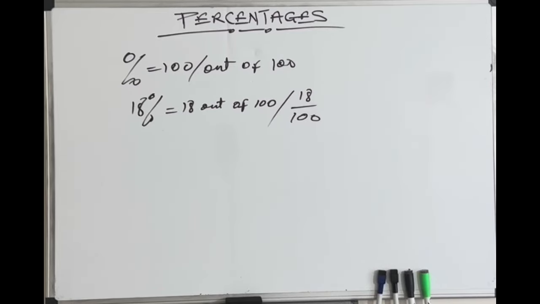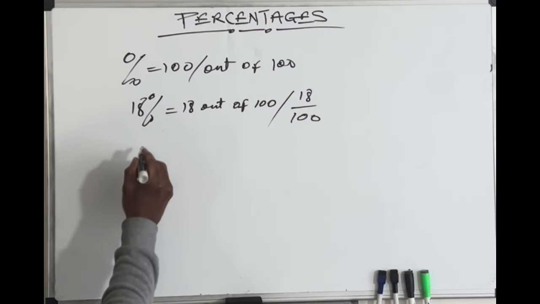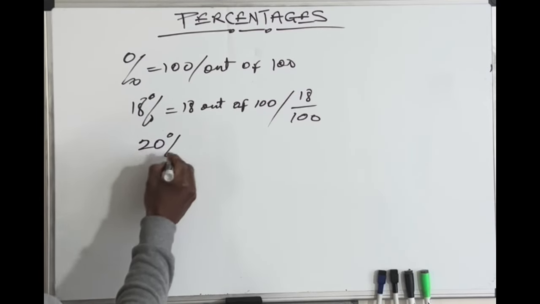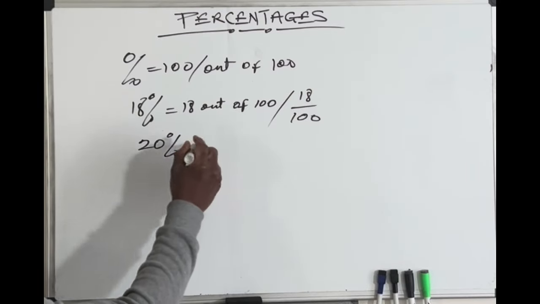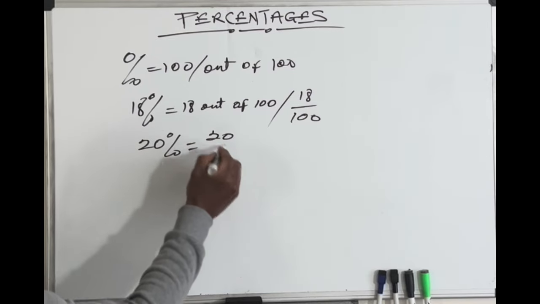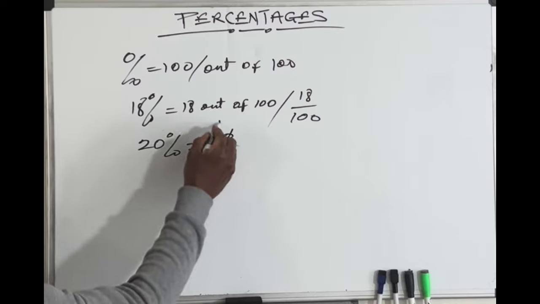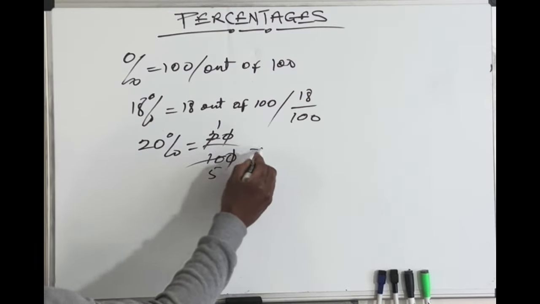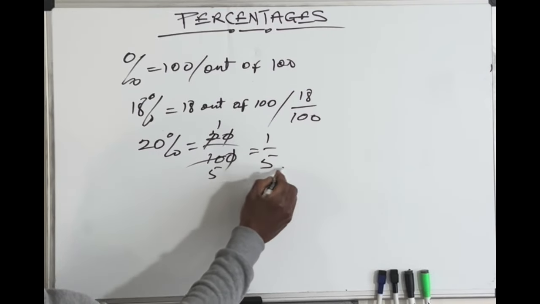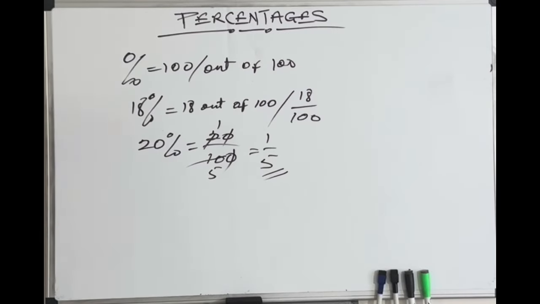So for example, we have something like 20%. Then we want to express it as a fraction. 20 over 100. Cancellation. 2 goes here, 1 goes here, 5. So as a fraction will be 1 over 5. Okay. All right.